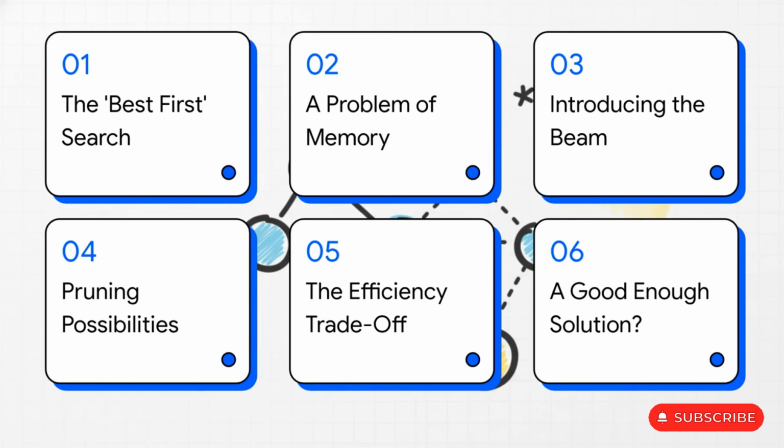Here's our game plan. First, we're going to look at the algorithm that kind of started it all, best first search. Then we'll see why its need for memory became a huge problem. That's when we'll introduce Beam Search as the solution. And finally, we'll get into the really interesting part, the trade-offs you make when you choose speed over guaranteed perfection.